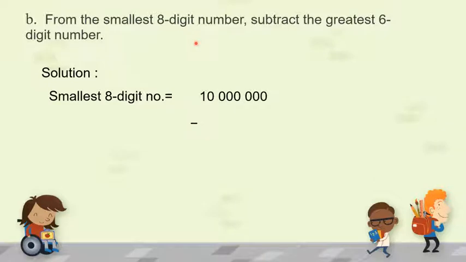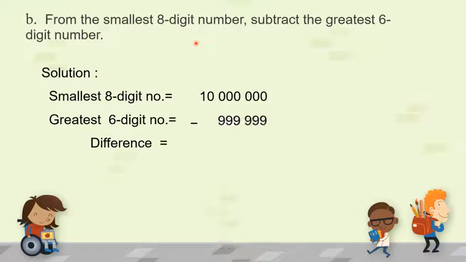And we want to subtract the greatest 6-digit number from it. So the greatest 6-digit number will be 999,999, and we want to subtract it, so we will calculate its difference. Now 0 minus 9 is not possible. We have to take a borrow from its neighbor, but its neighbor is also 0. It is not having anything, so we have to go to the next neighbor, the next, and so on.